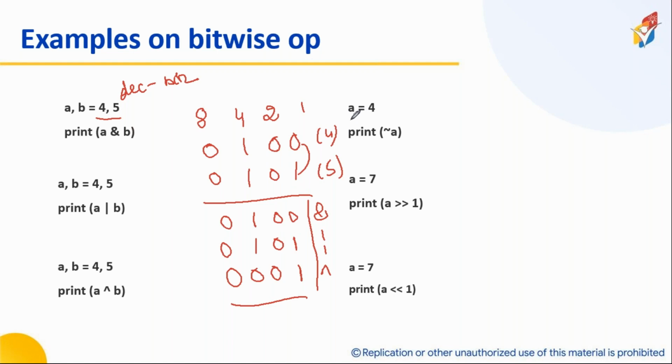Now, how to calculate the NOT operation? The formula is minus x minus 1. Wherever x is there, I am replacing it with 4: minus 4 minus 1. My answer is minus 5. Is it okay? Can you please respond? If it is clear, I will erase it and go for the fifth and sixth operations of bitwise operators. Shall I continue?